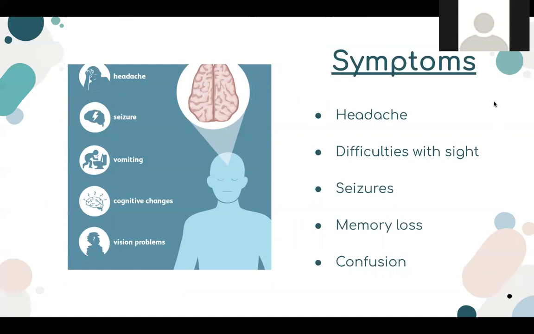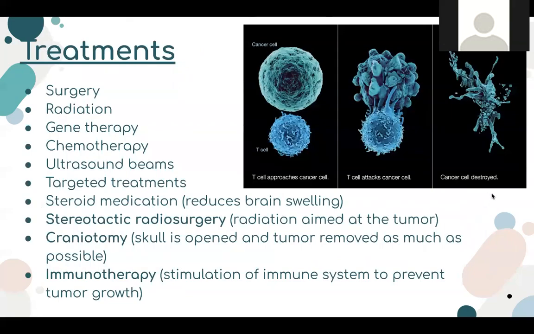When someone has brain cancer, they may experience several symptoms such as headaches, difficulty with sight, seizures, memory loss, and confusion. So, how can one treat a brain tumor? One option is to remove a brain tumor through surgery. Another treatment is radiation or chemotherapy, which can mitigate the tumor.